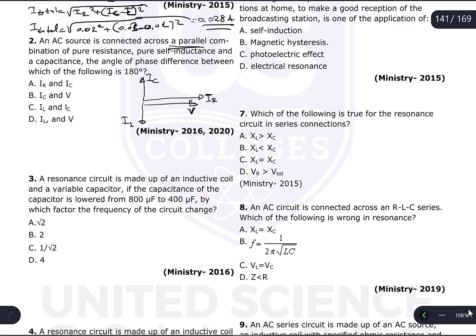So angle between which and which is 180, of course IC and IL. So IC and IL is the correct answer. C is the correct answer. What about IR and IC? IR and IC, it's 90 degree. IC and V also 90 degree. IL and V also 90 degree, but IL and IC, they are opposite in directions. So two vectors opposite in direction, angle between them is 180.